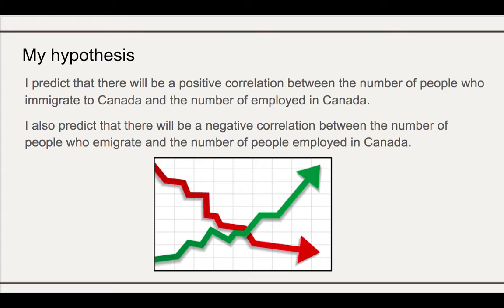So before starting my research and writing my report, the prediction I made was that there would be a positive correlation between the number of people who immigrated to Canada and the number of people employed in Canada, and that there would be a negative correlation between the number of people who emigrated and the number of people employed in Canada. And I think this makes sense because as a population grows, the demand for employment increases, and also one of the many reasons that people decide to immigrate to countries is to find a better career and for employment.